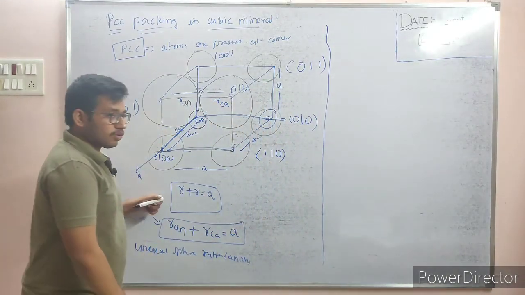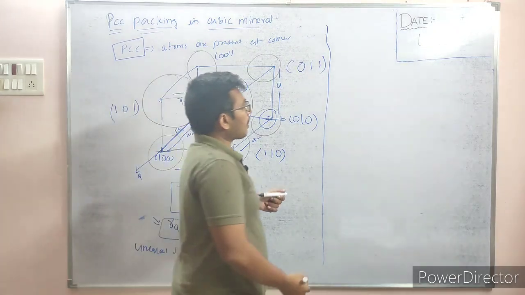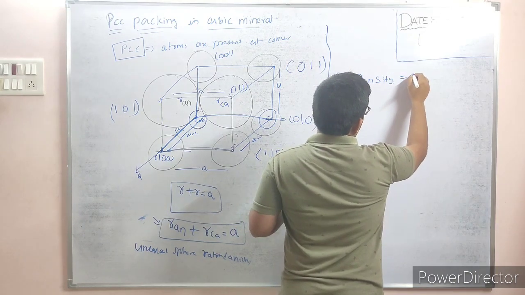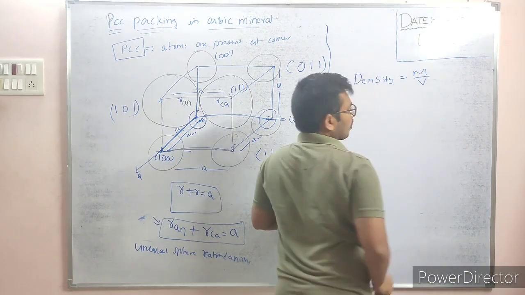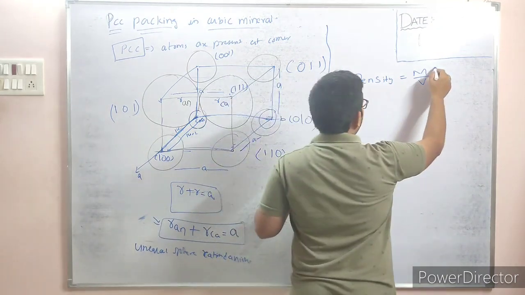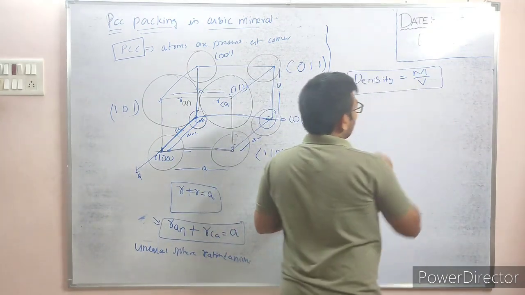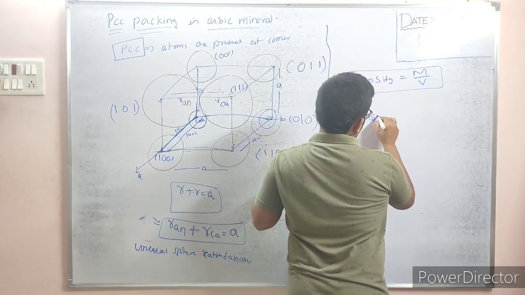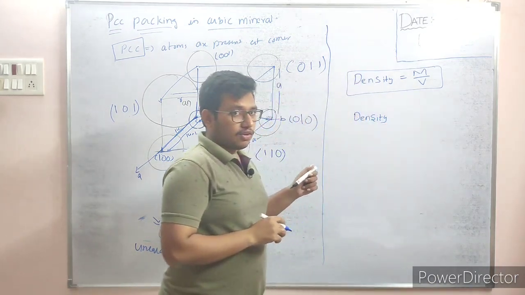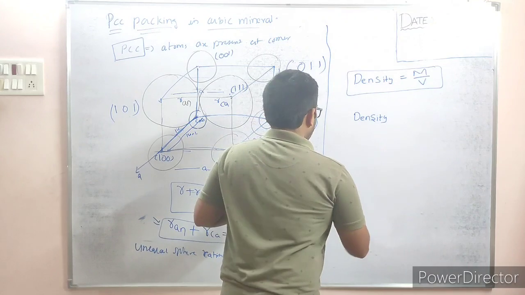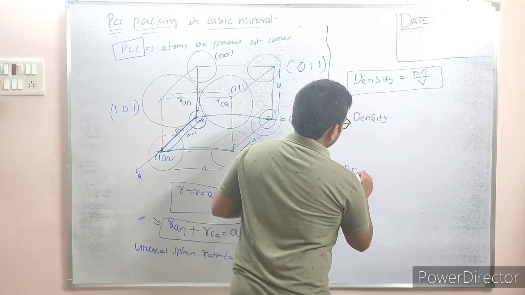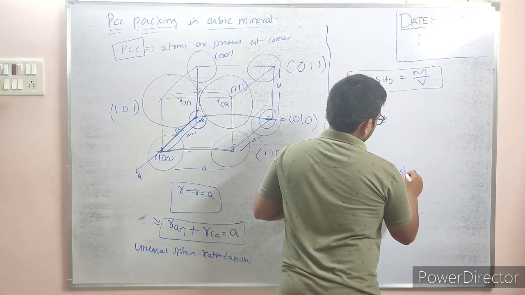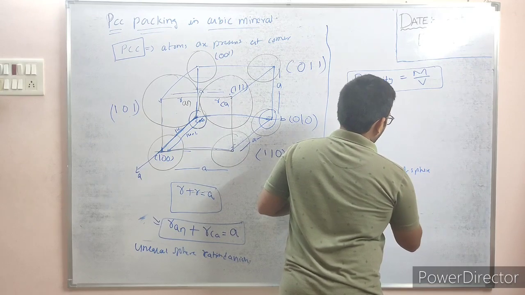Now in this, suppose they give the density. What is the density formula? Mass upon volume. So in this also they will ask like this, we will discuss one question on the basis of this. Another formula for the density is, not packing density, okay, not packing density. What is the packing density formula? The packing density formula will be Z, the effective number of atoms, into the volume of a sphere, upon the volume of the unit cell.